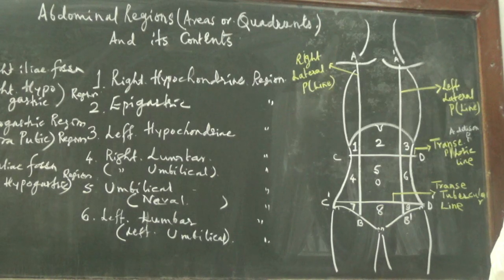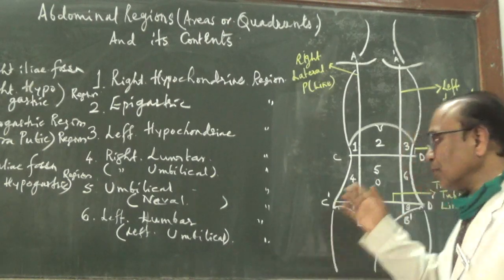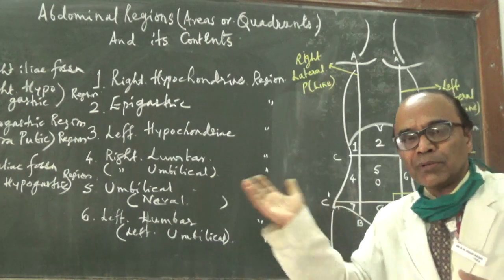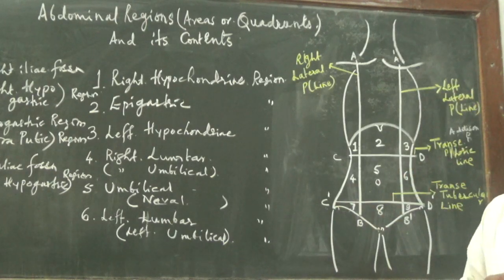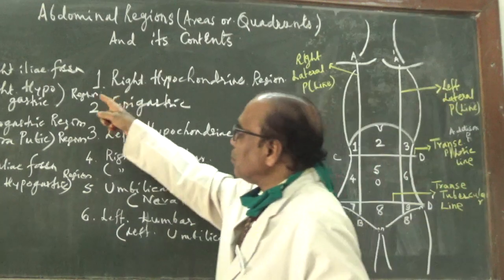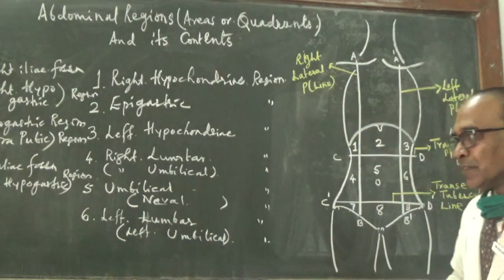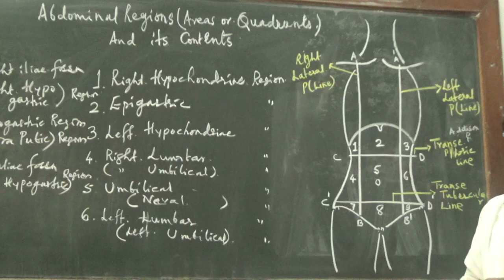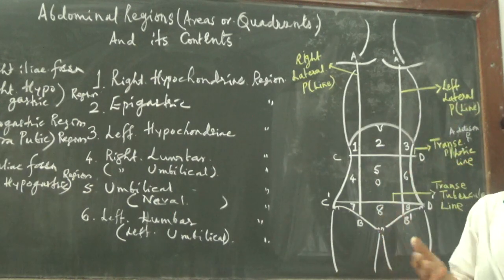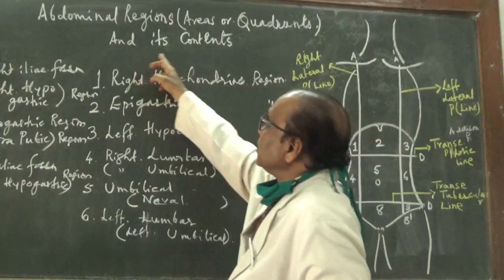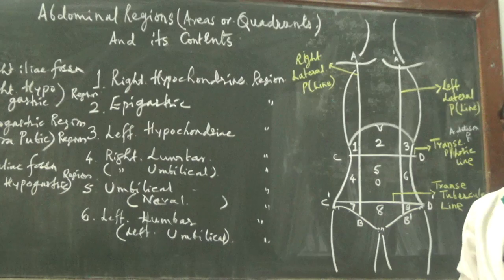Now, as a student, one must know how to deal with the content of the quadrants of the abdomen. In order to know it better, you have to make a table. That table has a serial number, 1, 2, 3, 4, 5, 6, up till 9, the name of those quadrants, and then in the last column you should have the content of the quadrants of the abdomen.